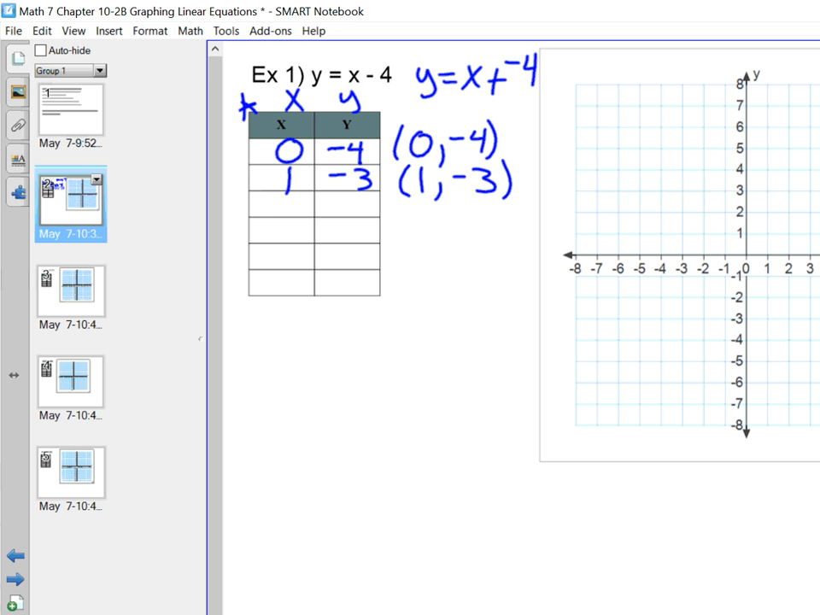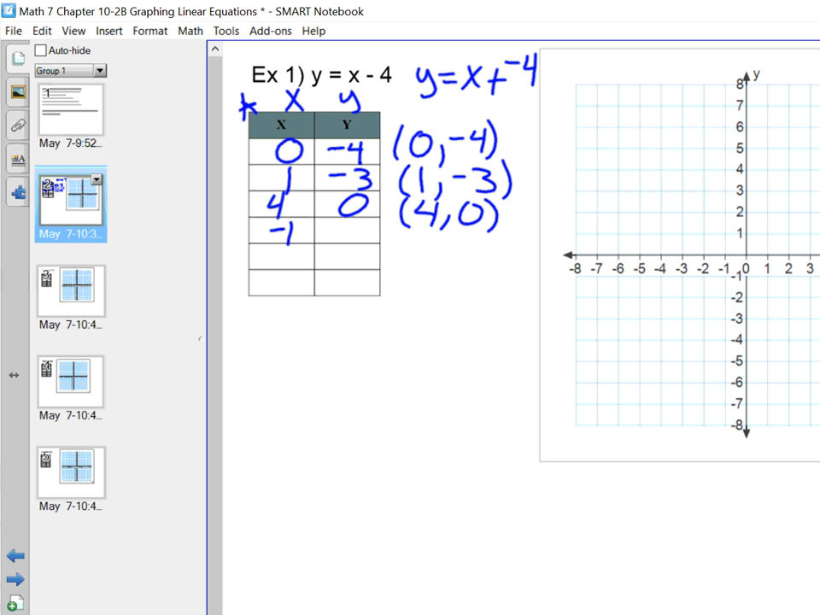I next chose 4 for x. And I substituted for x. 4 plus negative 4 is 0. So my ordered pair is going to be 4, 0. Now, it's usually a good idea to pick some negative points as x as well. I have a tendency to kind of stay with the negatives of what I've already chosen. You don't have to, but I usually do.